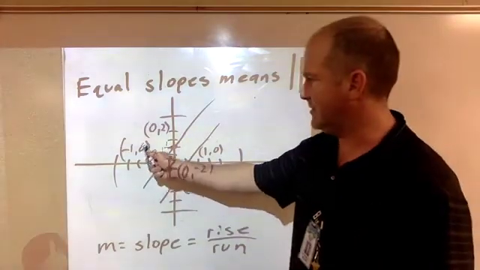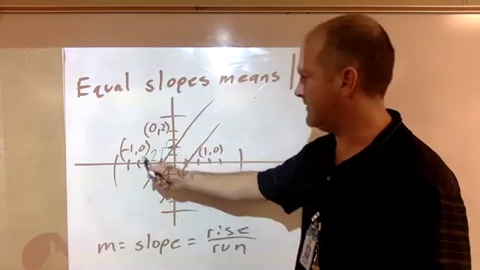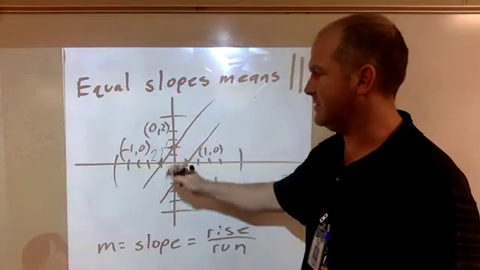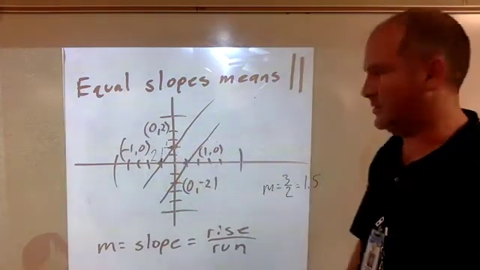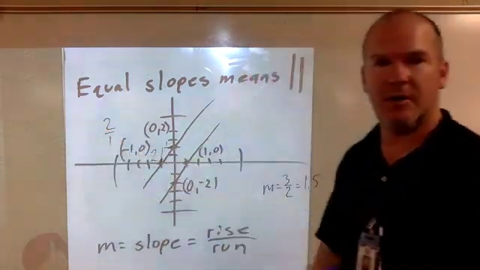To get from 0 up to 2, you have to go up 2 spaces. To get from the -1 over to the 0, you have to go over 1 space. Rise over run. 2 over 1.